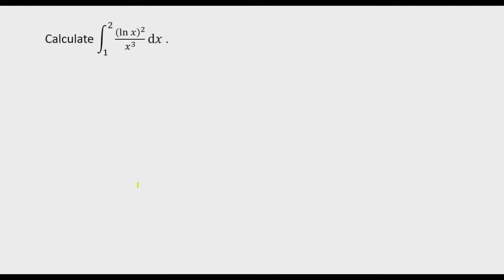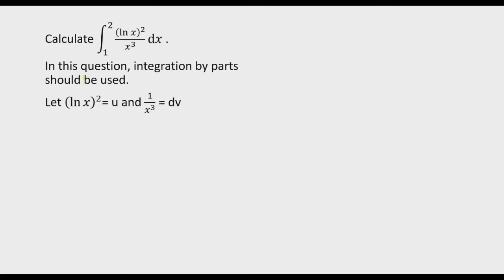And the last question is an integral question. It asks us to calculate the integral from 1 to 2 of (ln x)^2 over x^3. In this question, integration by parts should be used, and let's call (ln x)^2 u and 1 over x^3 dv. Then if I take the derivative of this side, it becomes 2 ln x times 1 over x dx, and this side is 1 du.